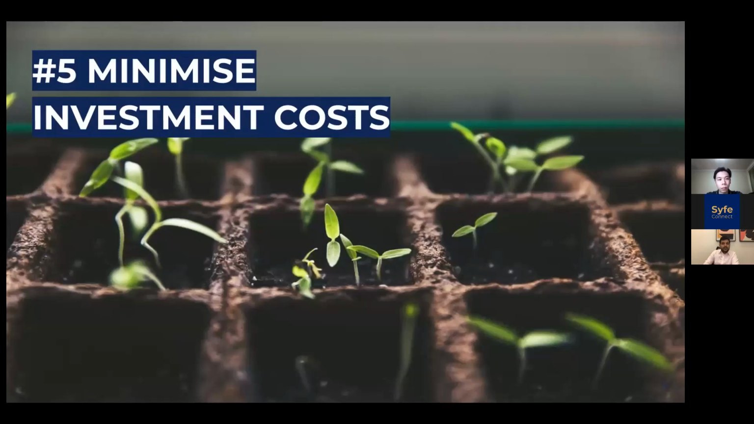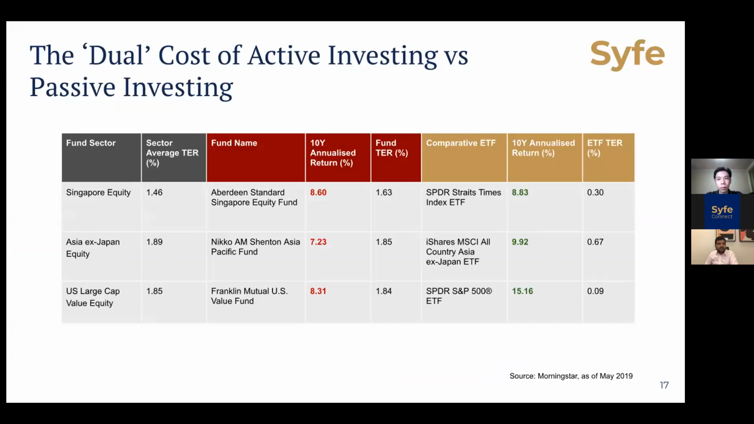Now, the fifth principle is to minimize investment costs. And this is just an example of some particular funds that we compared. If you look at a fund on the left versus an ETF on the right, you can see the difference in the fees. TER is basically total expense ratio. Like Singapore equity, for example, the very first fund, Aberdeen, has a 1.6% TER. An SPDR ETF is just 30 basis points. Similarly, if you look at Asia ex Japan, the Nikko fund cost is 1.8%. The iShares equivalent is only 0.67%.